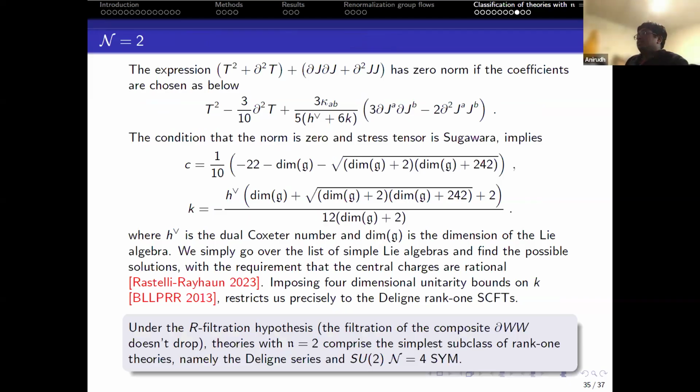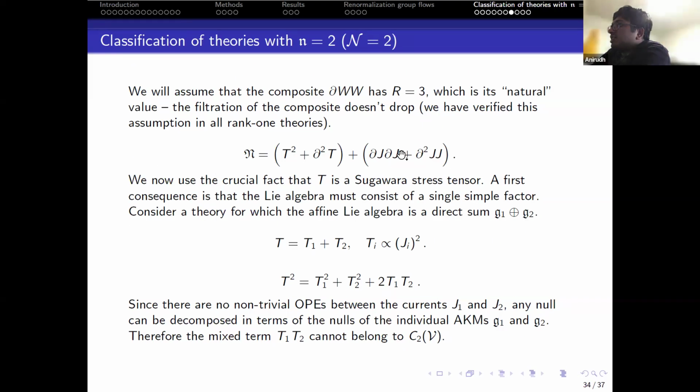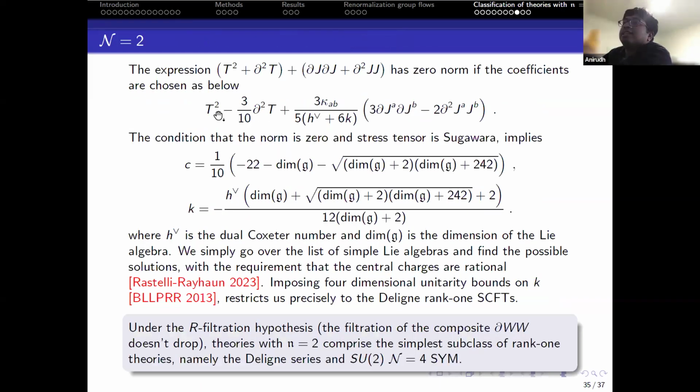So if you have a simple Lie algebra, that's it. You start with writing this most general null, and imposing that it has zero norm because it's a null. You will find these are the following coefficients you can have, where h-check is the dual Coxeter number, and k is the affine Kac-Moody central charge.